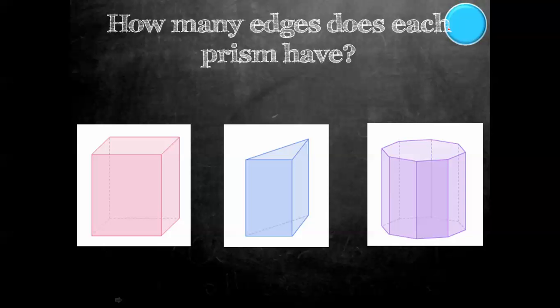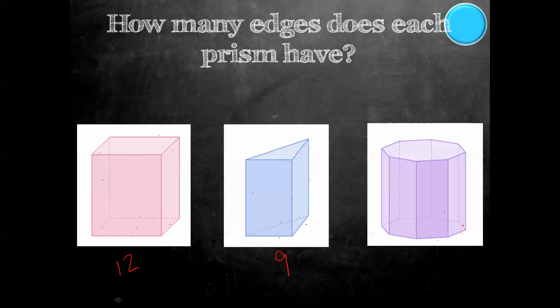So here it's going to ask how many edges does each prism have? Okay, so here we have a rectangular prism, and if we notice we have 1, 2, 3, 4 sides, right? And then we have 4 more edges, 1, 2, 3, 4, and then 4 on top. So this has 12.